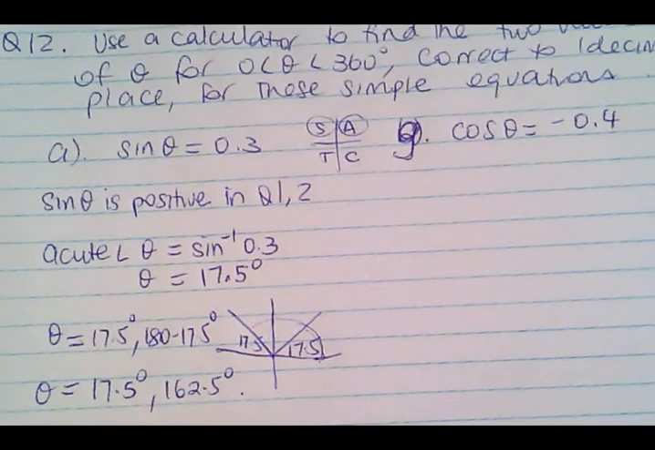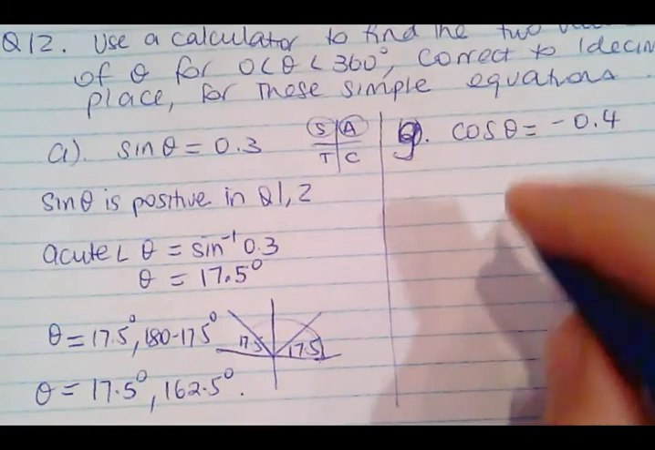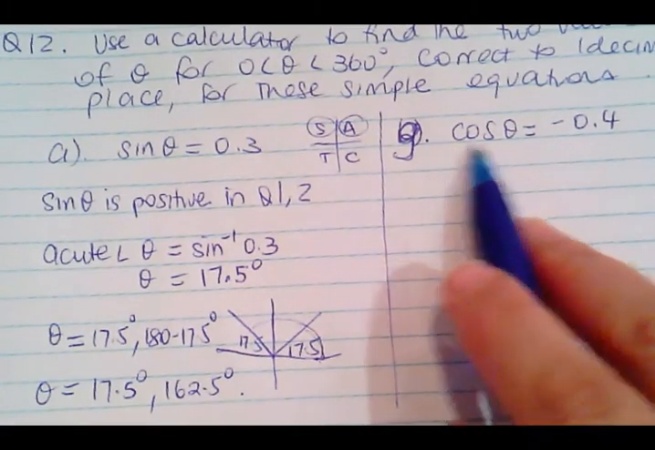Now you can check those answers. You can just go sine of 17.5, and you get 0.3007. And if you do sine of 162.5, you get the same answer, 0.3007. Okay, now for question 12G, solve the following.